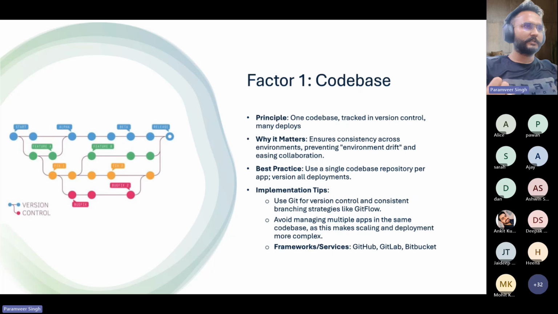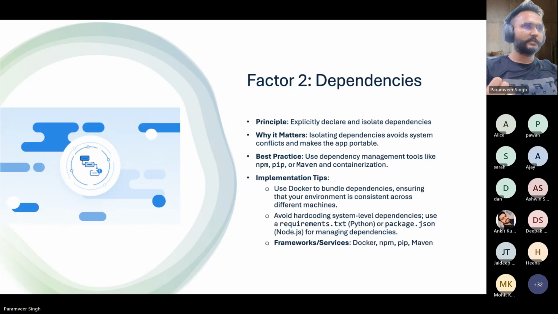First factor, so you should be having a code base which is tracked in version control, and we can control the deployments from there instead of keeping it on local or in an independent silo. Second factor talks about dependencies.